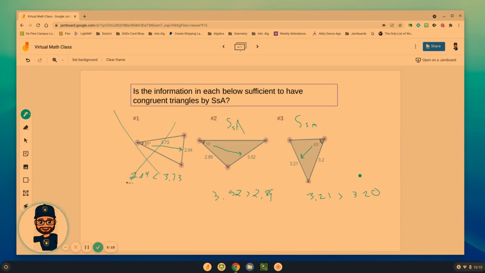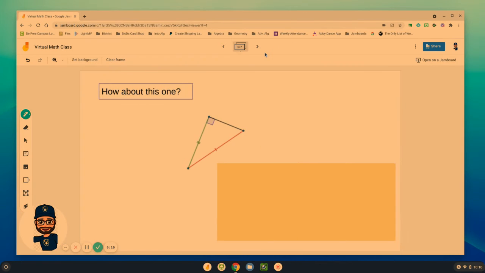As long as the side opposite the angle we're given is bigger than the other side, we may use it. What about this one, though? Here's a right triangle, and they labeled two sides. One of the things we have to try and remember in a right triangle is to label our information. So the side opposite the right angle is called the hypotenuse.